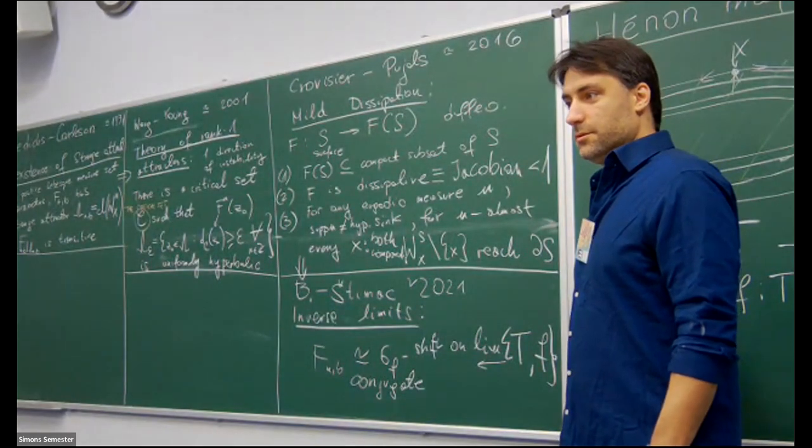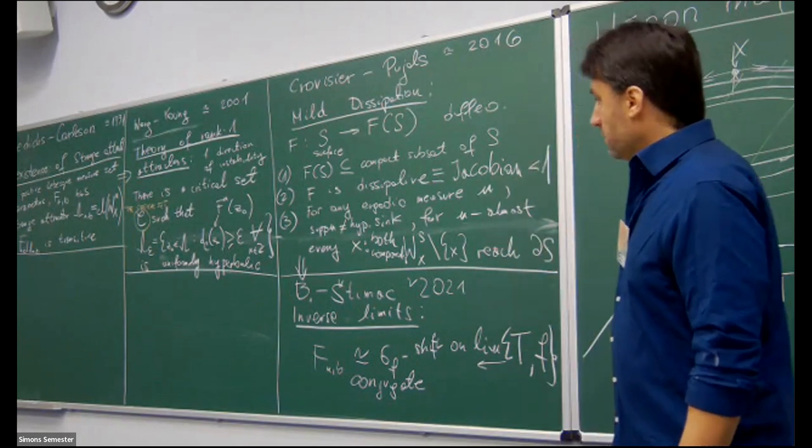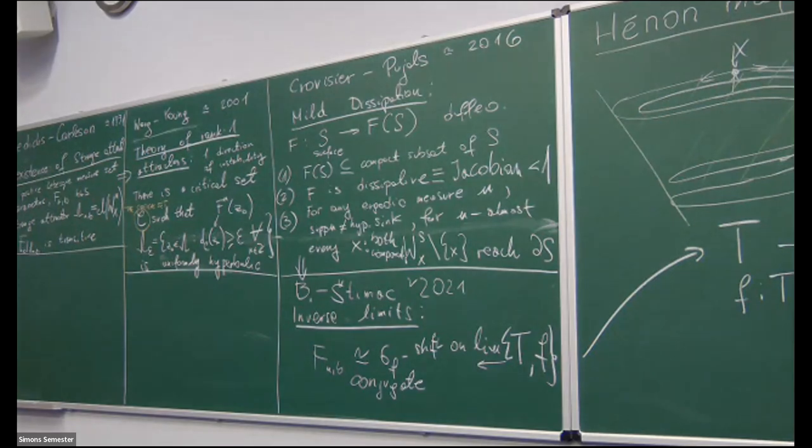Exponential speed. It's not required for the results. Okay. Well, all they want is that the two branches of the stable manifold get out. I understand, but my question is about what is stable length.